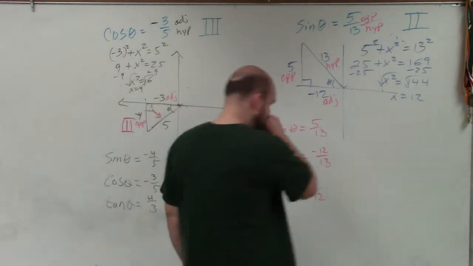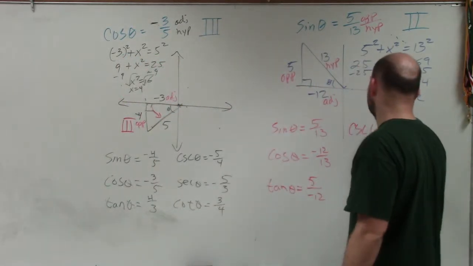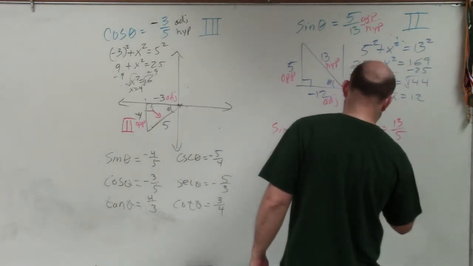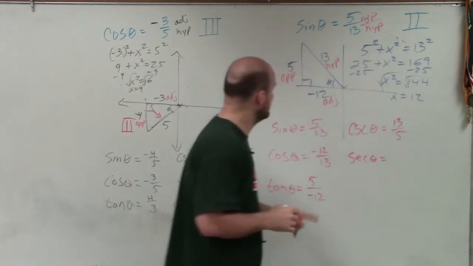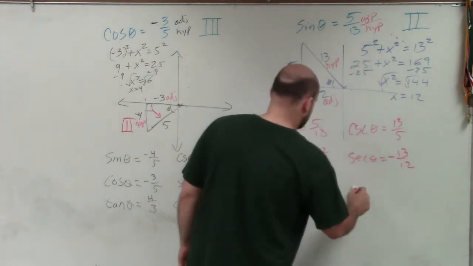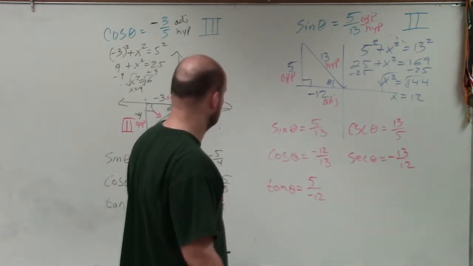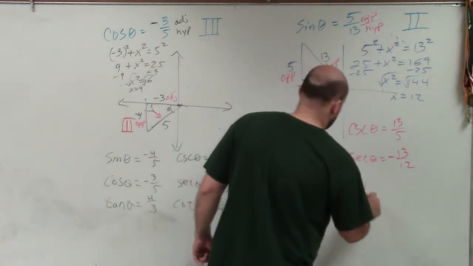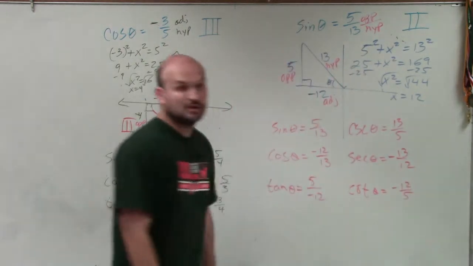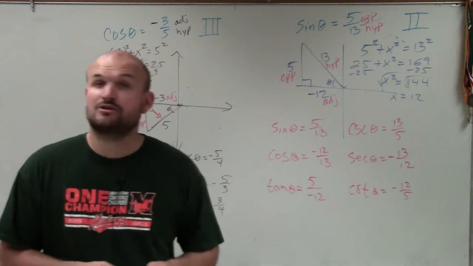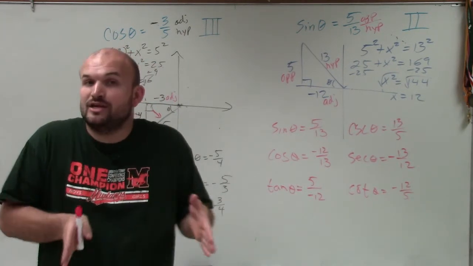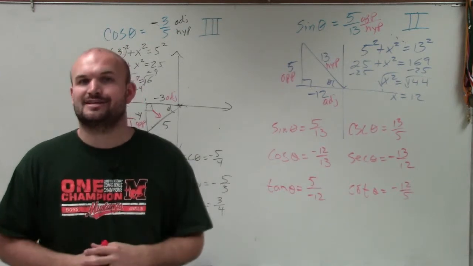Now let's go ahead and do the reciprocals. So we have the cosecant of theta equals 13/5. The secant of theta equals, why is one negative? OK, it's going to be negative 13/12. And the cotangent of theta equals negative 12/5. And there you go, ladies and gentlemen. That is how you evaluate your six trigonometric functions when given an equation of a function as well as a constraint. Thanks.